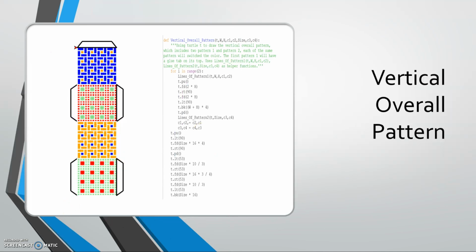And after that, I wrote a function called vertical overall pattern. It will draw the vertical overall pattern shape, and it uses Turtle T to draw it, which includes two pattern 1 and pattern 2. Each of the same pattern will switch their color, and the first pattern will have a glue tab on its top.